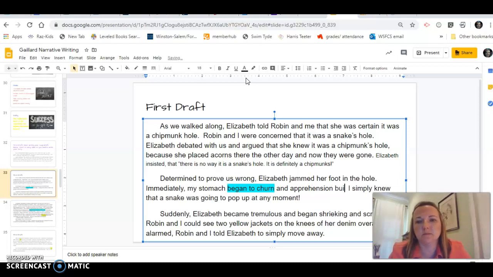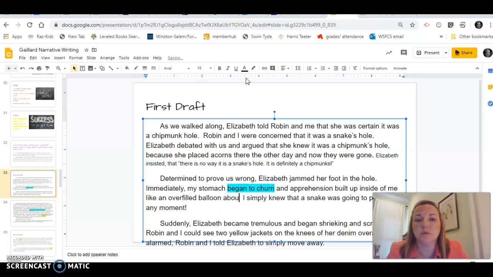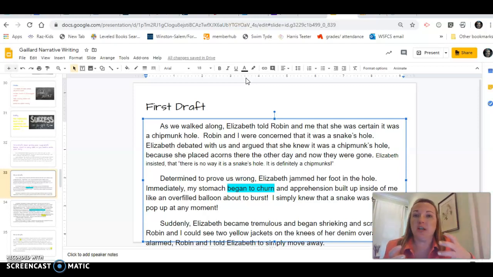Apprehension built up inside of me like an overfilled balloon about to burst. I simply knew a snake was going to pop up at any moment, right? I had that churning, anxious feeling in my stomach. I was getting really stressed out about it.